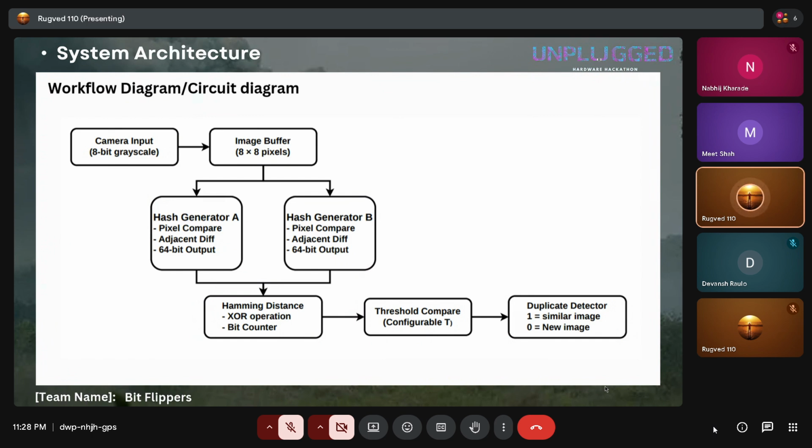Finally, this distance is compared with a threshold. If it's below the threshold, then the images are considered similar. Otherwise, they are different.